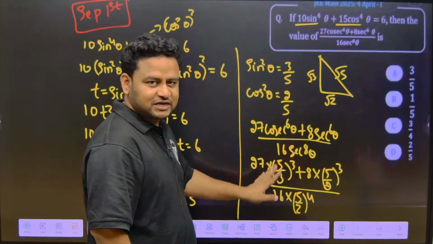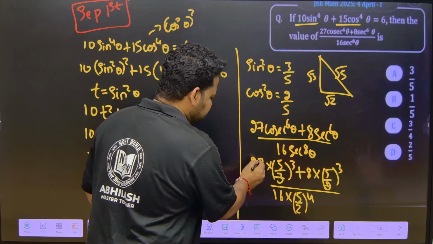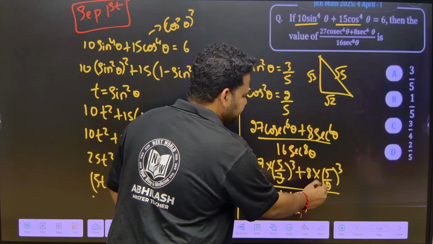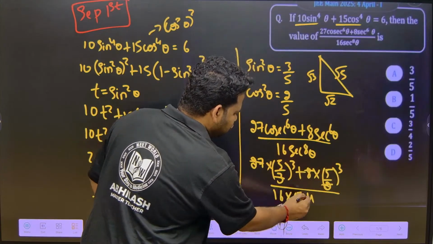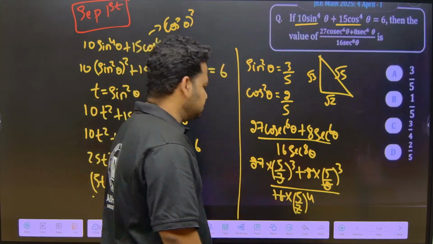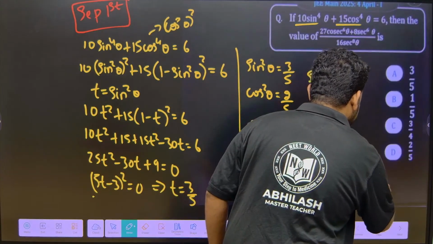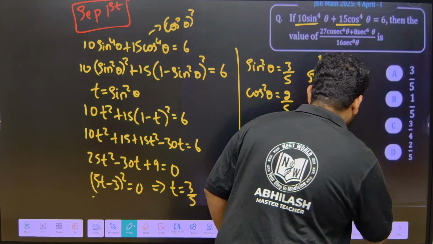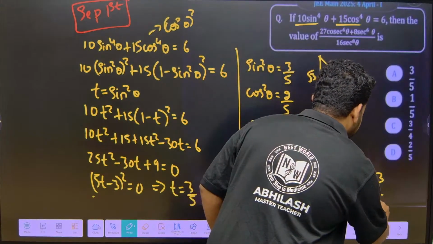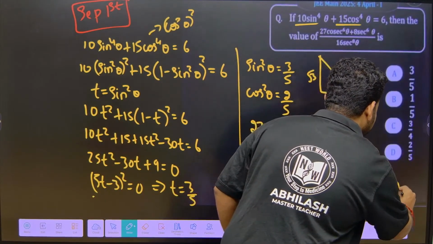Now see here, observe carefully, everything here cancels. Here 3 cube is 27, so I can cancel this. 2 cube is 8, I can cancel this. 2 power 4 is 16, so I can cancel this. So I am left with only the numerators. So 5 cube plus 5 cube is 2 times 5 cube divided by 5 power 4. If I cancel, I have 2 by 5.